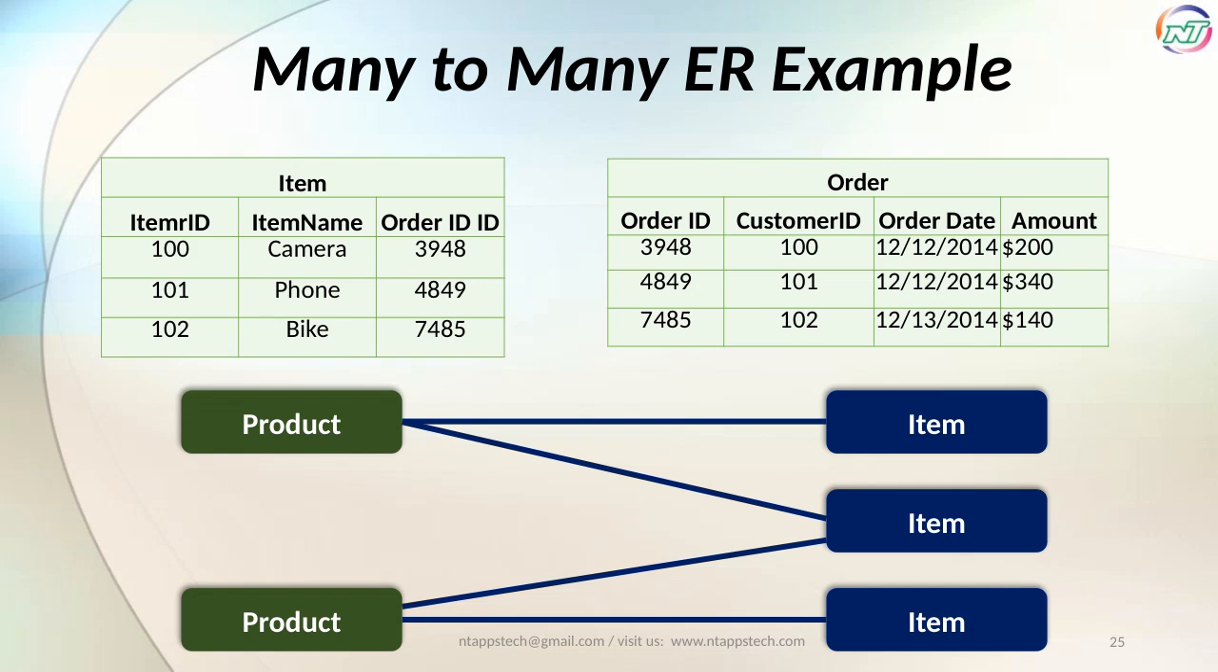Because each order can contain multiple items, and each item can appear in multiple orders, this creates a many-to-many relationship. This type of relationship often requires an additional table, sometimes called a junction or associative table, to properly link items with orders in a normalized database. This setup ensures efficient organization and retrieval of data related to customers' purchases.